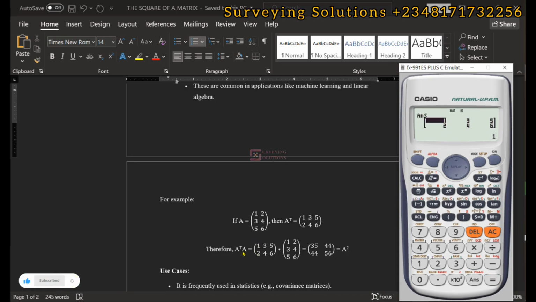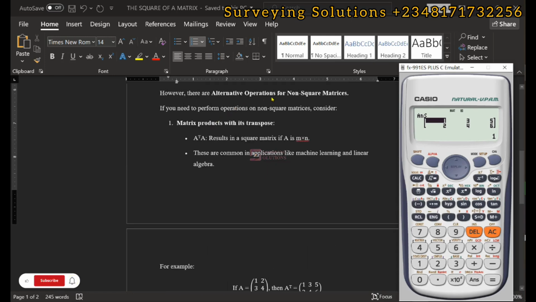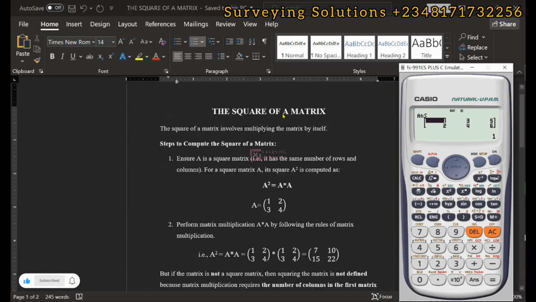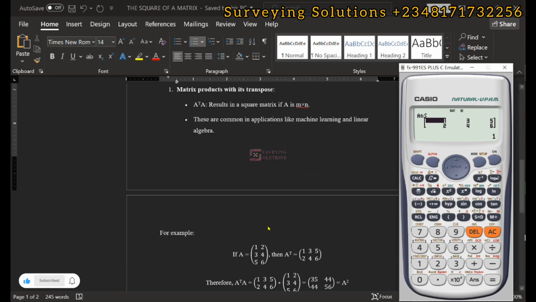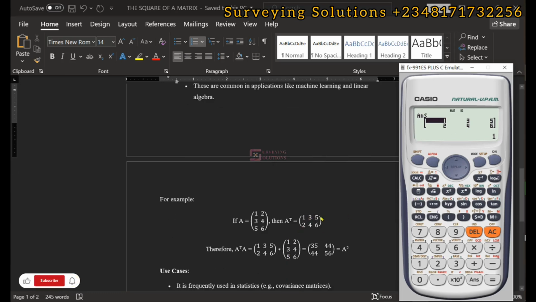So the first thing is that one of the alternative operations to carry out for a non-square matrix, if you want to find the square of that matrix, is to multiply the matrix by its transpose. So we have inputted our matrix, a 3 by 2 matrix, and then we have gotten the transpose, right? Good. Now this transpose will be multiplied by the matrix.